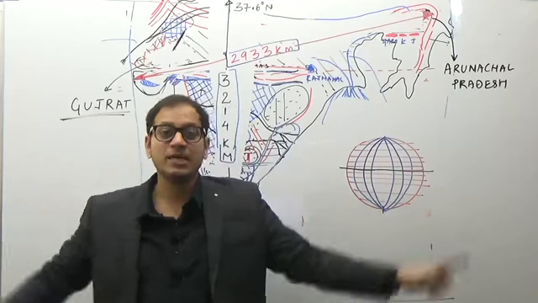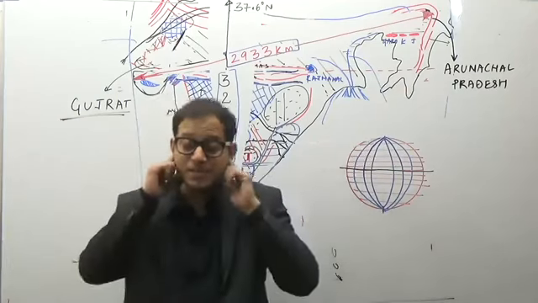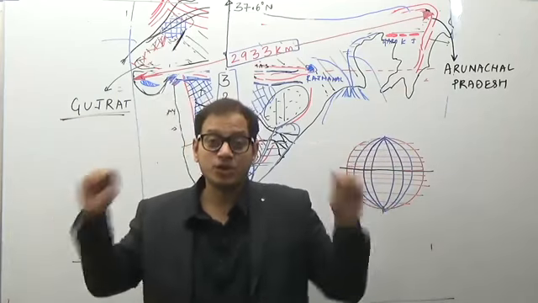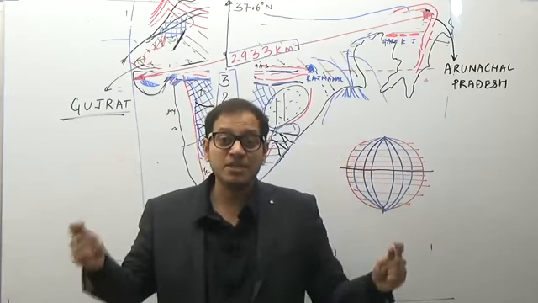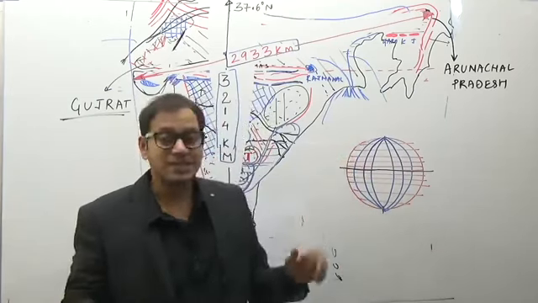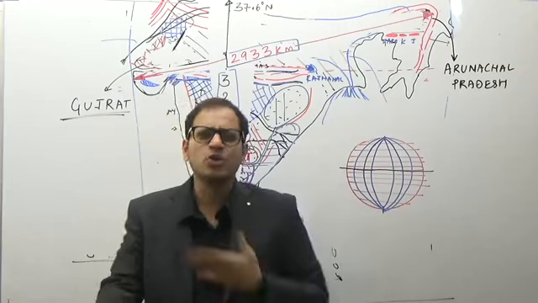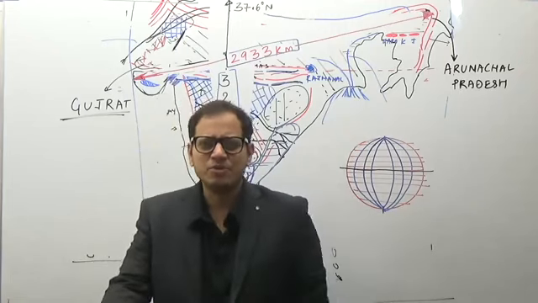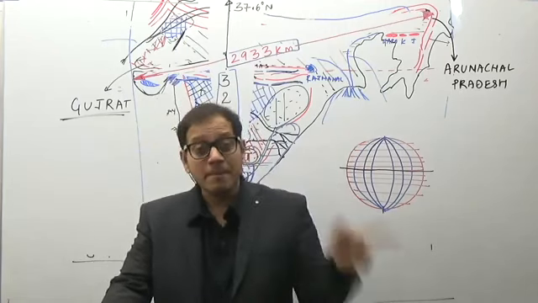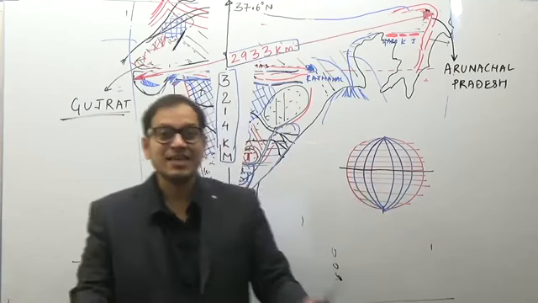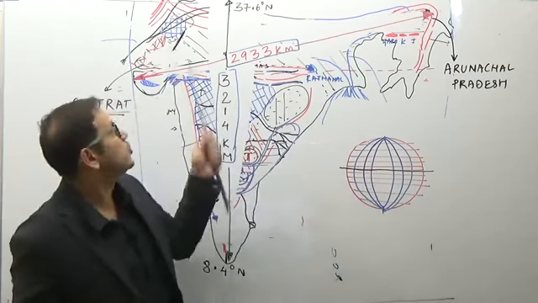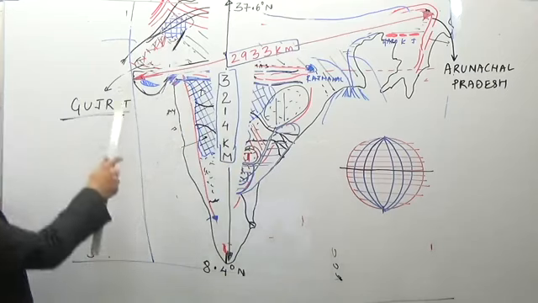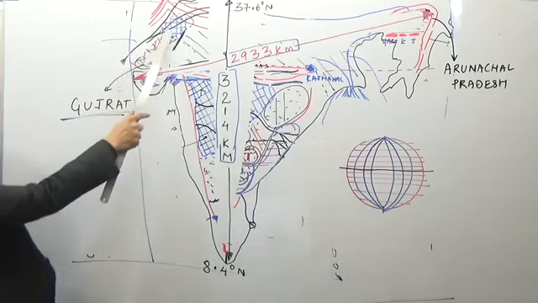Kashmir se Kanyakumari, Arunachal se Gujarat. Keep this in mind. Many past year questions have been asked. The maximum distance between the east-west extent, north-south it is very common. Nobody will make a mistake from Kashmir to Kanyakumari. But people make mistakes in east-west distance. They think that Rajasthan is the westernmost state. No. You see here, this is how India becomes in the north.